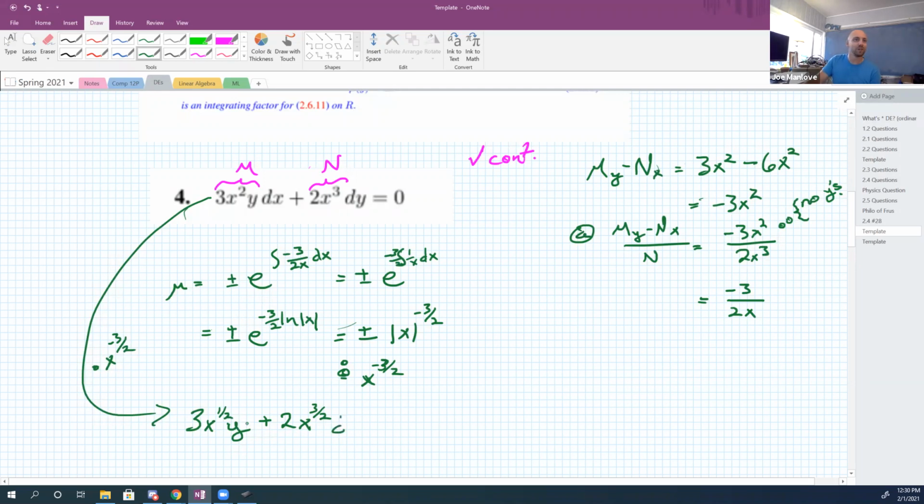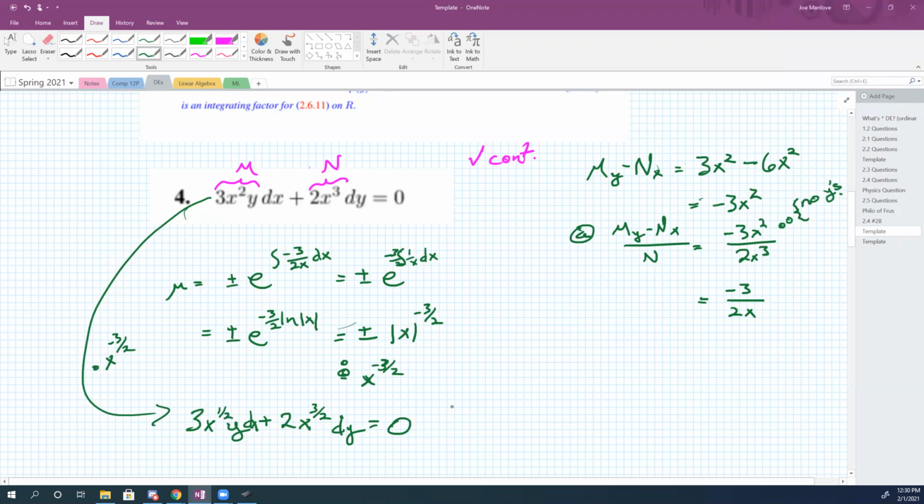And then, oops, I lost a dx here. Why'd you guys let me get rid of that? Then I'm going to have a dy and an equals 0. All good on this? Okay, and this is the trick here. After I multiplied through by this integrating factor, now what? Solve it like you would normally.